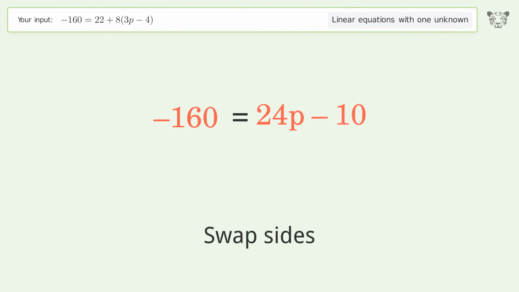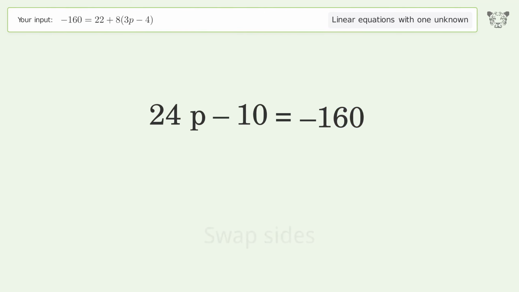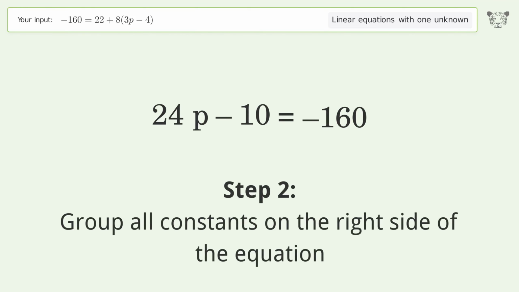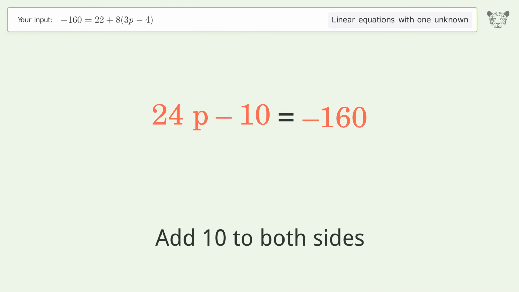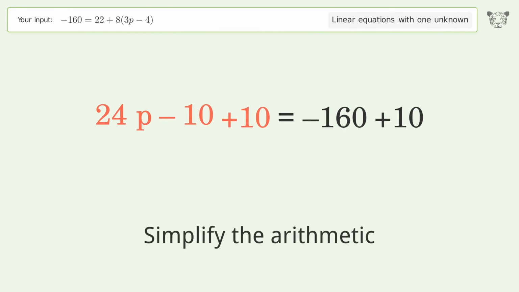Swap sides. Group all constants on the right side of the equation. Add 10 to both sides. Simplify the arithmetic.